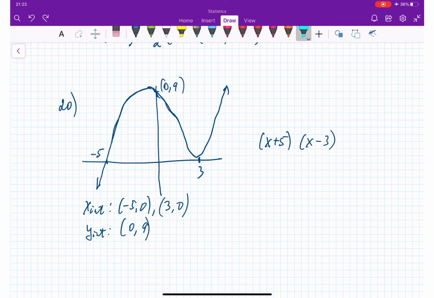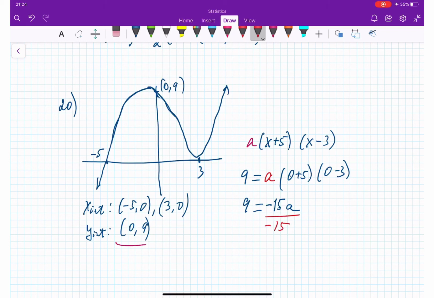Okay? All right. So now let's figure out if we have any coefficient here. What we're going to do, use this y-intercept. Which means the y, which is 9, is equal to a times, okay, and x is 0, plugging in 0 plus 5, and 0 minus 3, and we get 9 is equal to, 5 times negative 3 is negative 15a. So to get a, we divide by negative 15, and we divide by negative 15 here also. Let me check one more time the coordinates if I put them correctly. Negative 5, 0, 9, and 3.